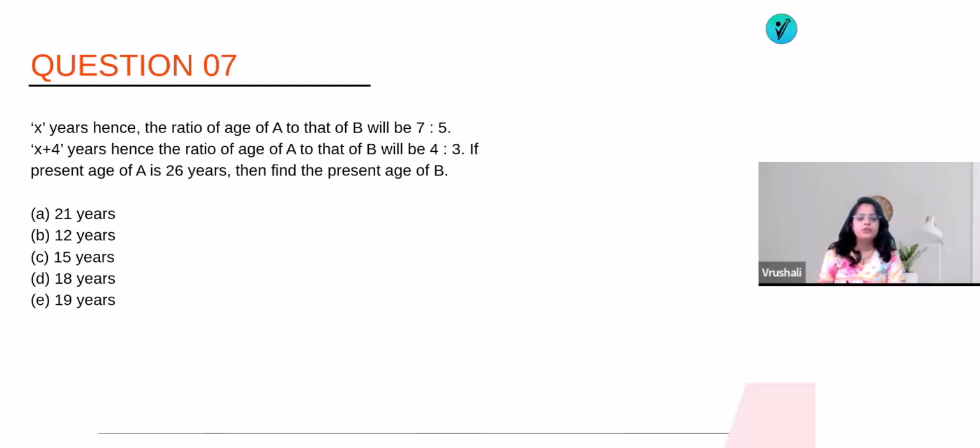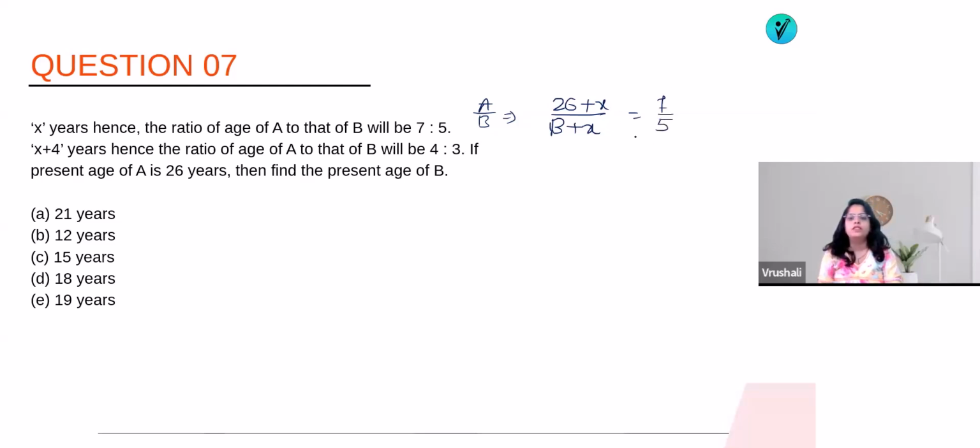Now let's solve question number 7. What are they saying in this question? X years hence the ratio of the age of A to B will be 7:5. And X plus 4 years hence the ratio of A to B will be 4:3. Present age of A is 26. Then find out the present age of B. So after X years hence, that means 26 plus X divided by B plus X is equal to 7 by 5.